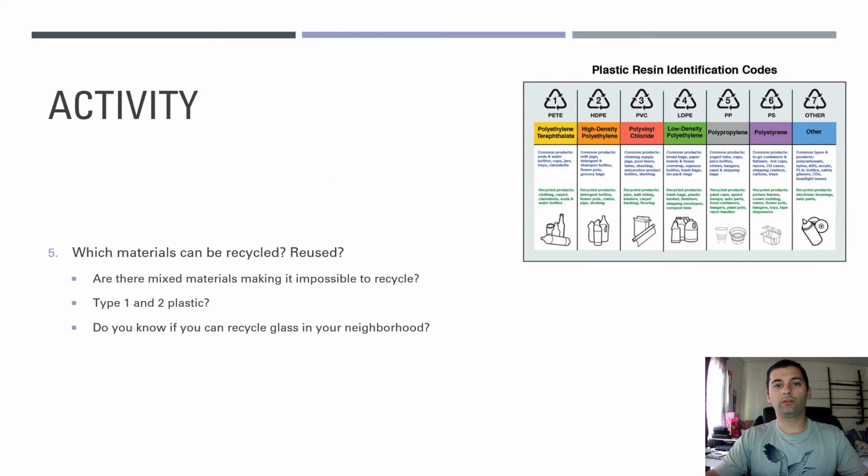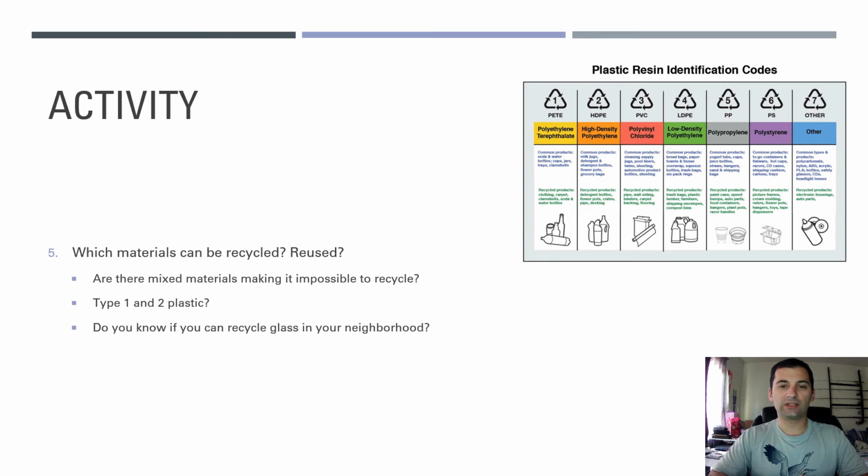Now that you've highlighted all of those resources and whether they're renewable or not, I want you to think about and write down which materials can be recycled and which ones can be reused. Keep in mind that there are mixed materials within some items that render it impossible to recycle efficiently. Also keep in mind what the material is made out of. I've added this table, kind of a figure, to the right explaining the 7 different types of plastics.